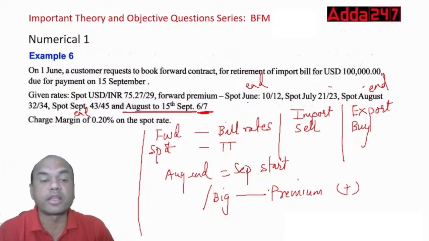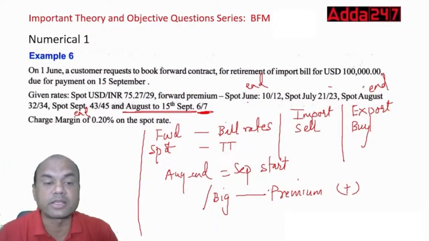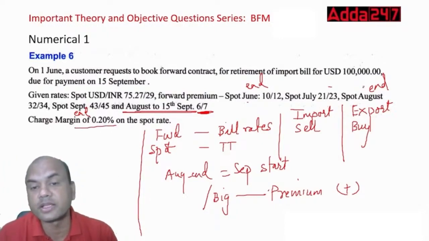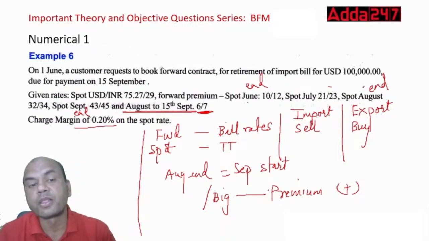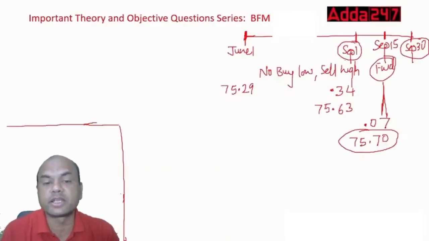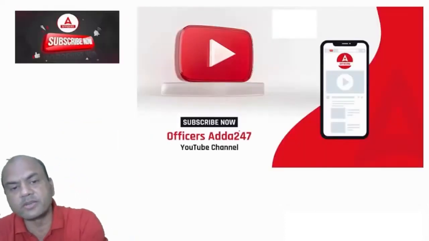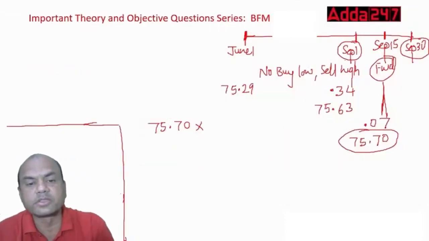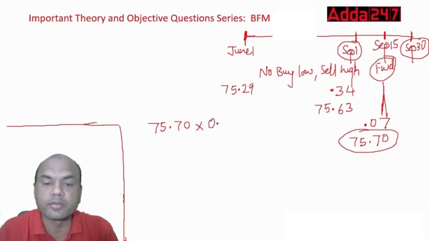Why? Because I have to charge the margin also, the TT margin. Where is it mentioned? We have not mentioned anything about the TT margin. So what is the TT margin then? The TT margin is always taken like this. Whatever rate you get, 75.70 into 0.2%. What is it given? 0.2%, right? So 0.2 upon 100.